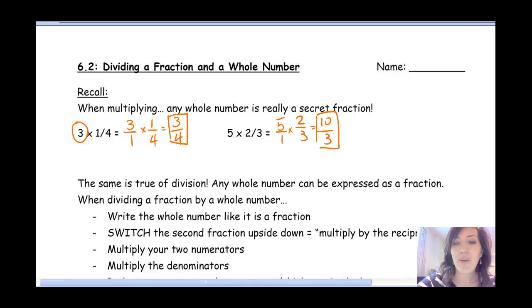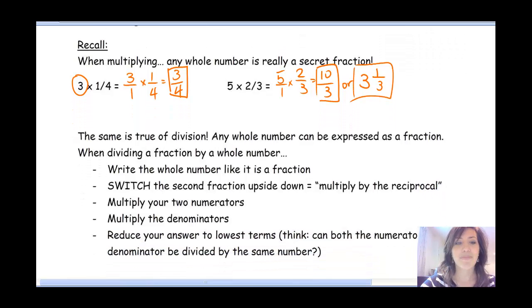However, you might want to make this into a mixed number. 3 goes into 10, 3, 6, 9, 3 whole times, and then 1 more is left until 10. Keep the denominators the same. So 10 over 3 and 3 1/3 is the same thing.